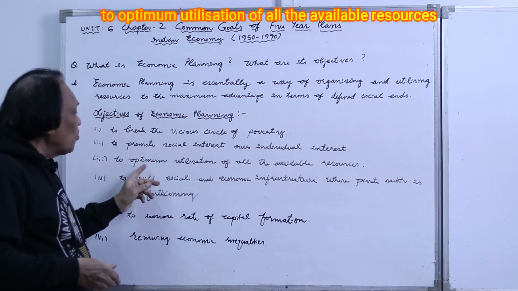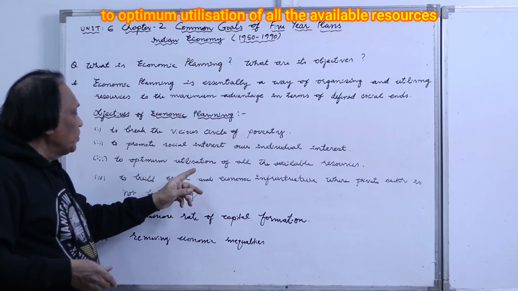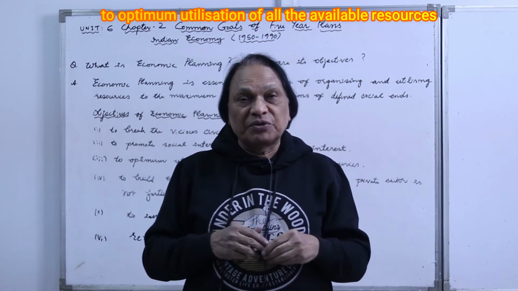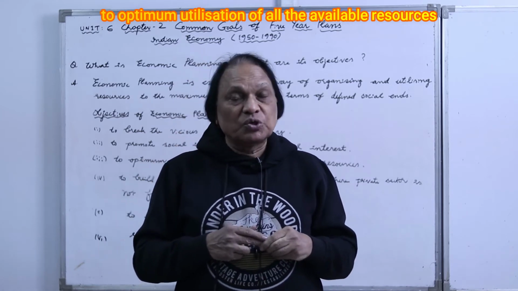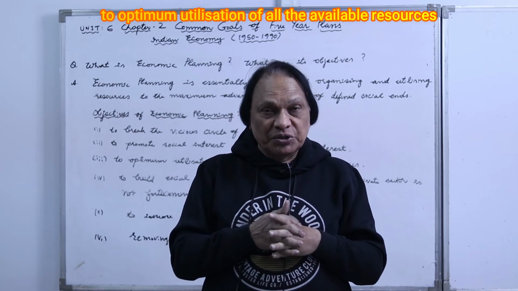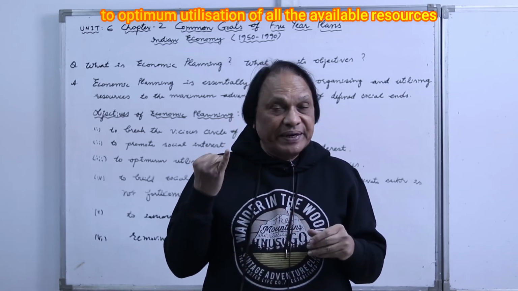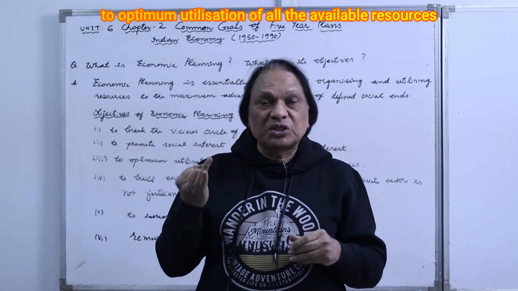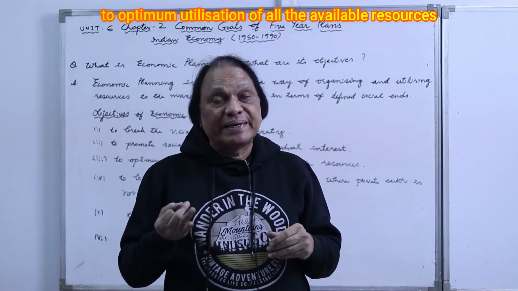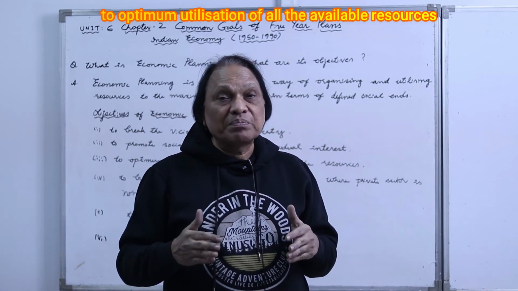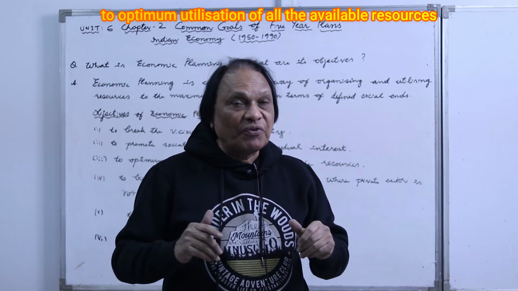Third point, optimum utilization of all available resources. So there should not be any wastage of resources. All resources in the economy should be properly, optimally utilized. That means to break the vicious circle of poverty. Number two, social interest is more important than individual interest. And number three is maximum utilization of all the resources.